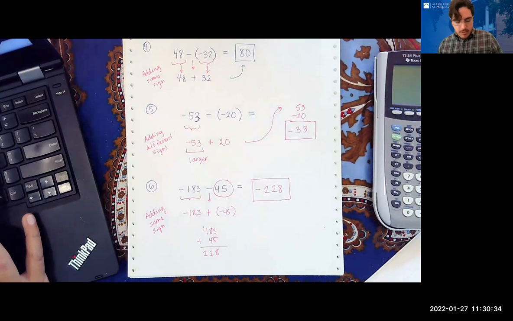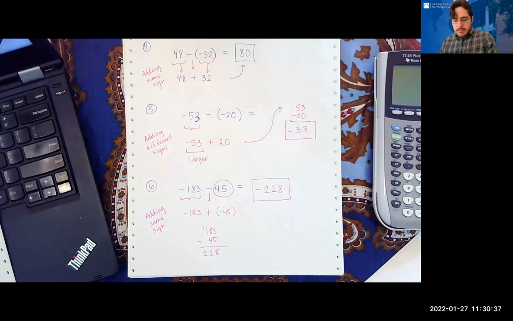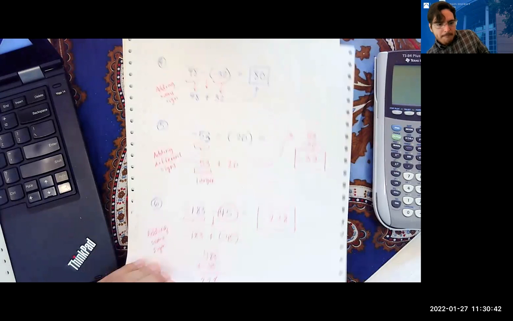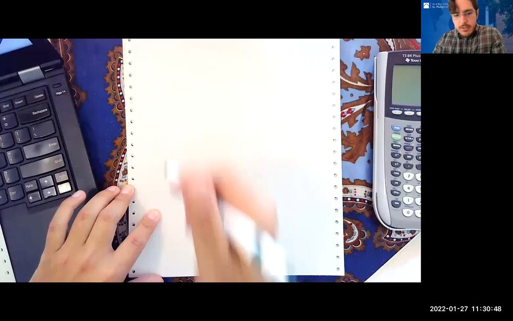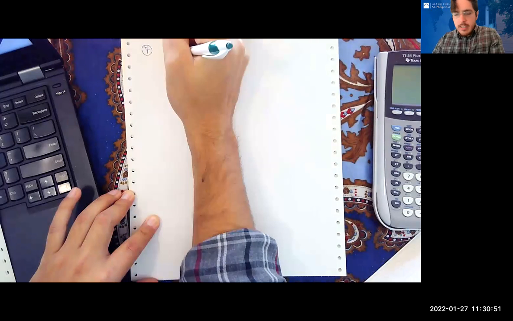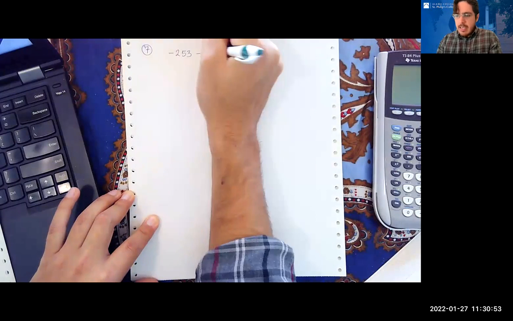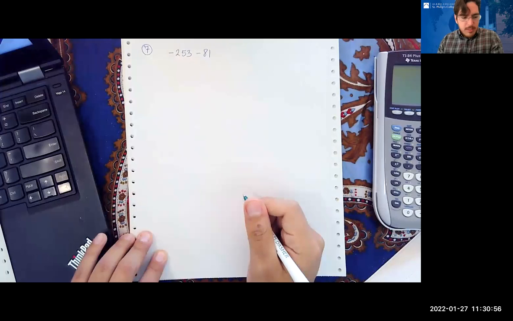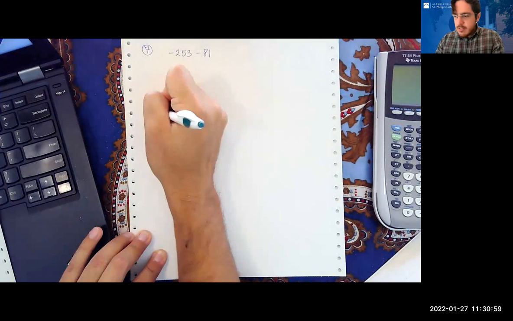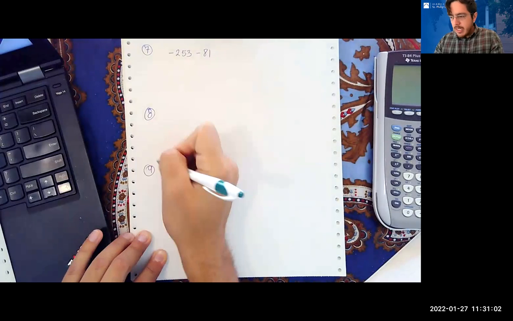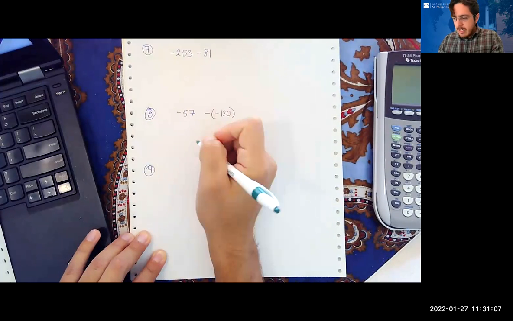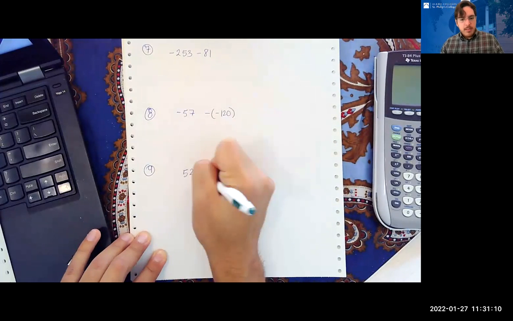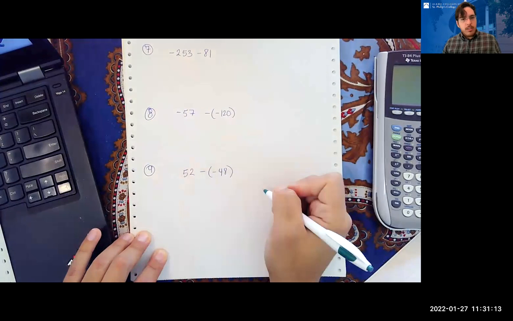Okay, so let's do another problem. I think we're on problem 7 now. Negative 253 minus 81. And actually, let me give you 2 more problems and I'll have you guys work them out. So negative 57 minus negative 120 and 52 minus negative 48. Okay. So take a moment to work those out.